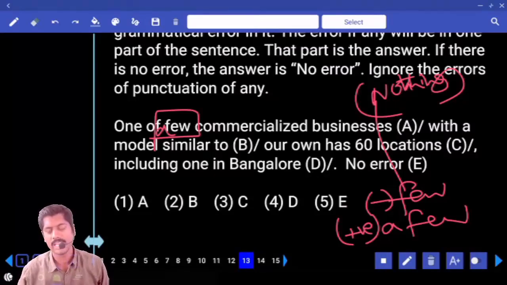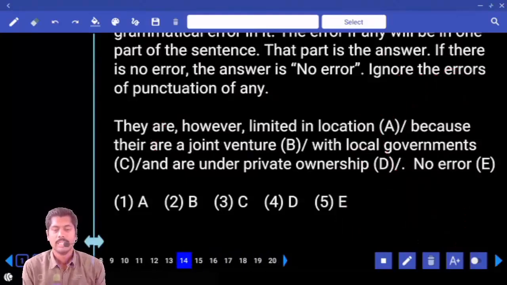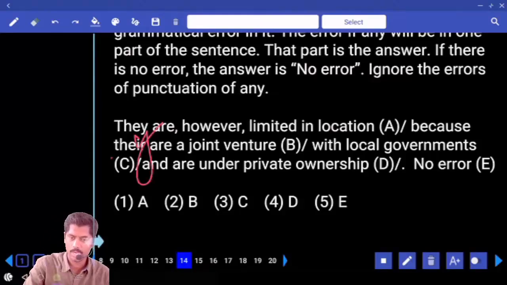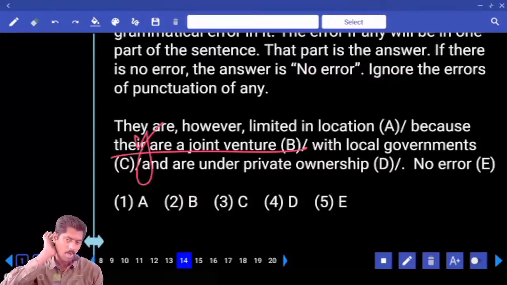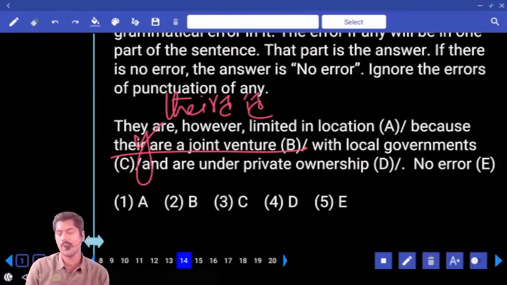So, "a few" is the right answer, the first option. They are, however, limited in location because they are a joint venture. They are a joint venture. Or theirs is a joint venture. Theirs is a joint venture or they are a joint venture. Again, it's the second one, B.